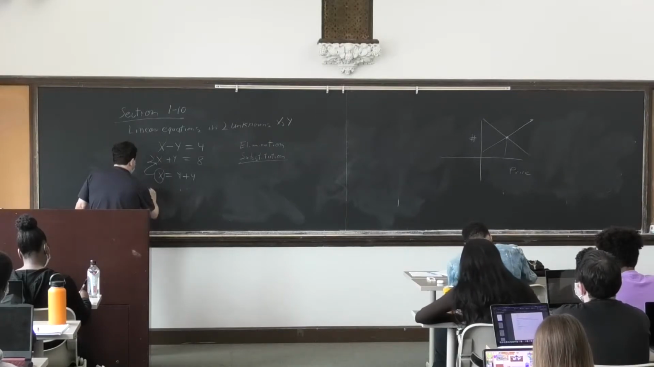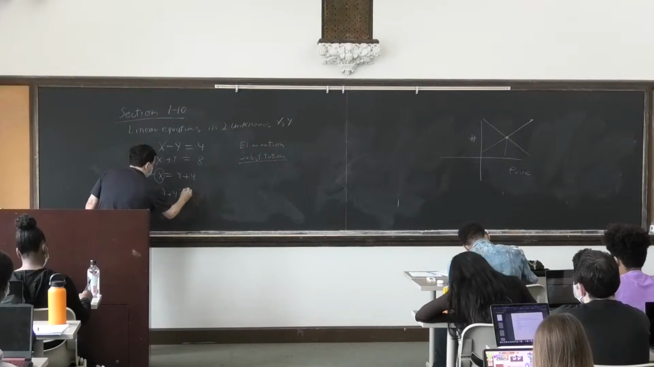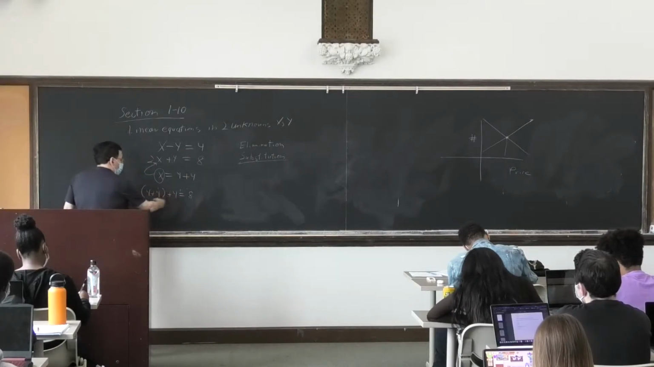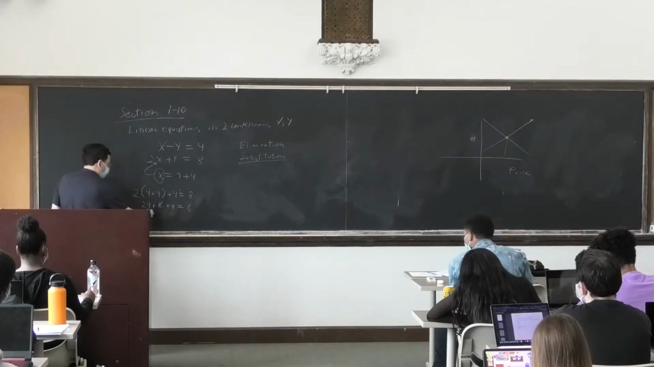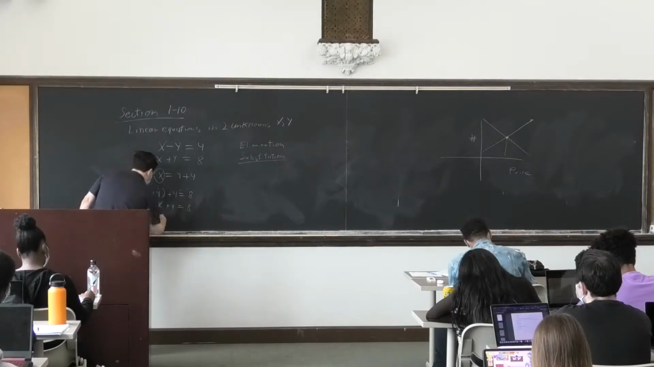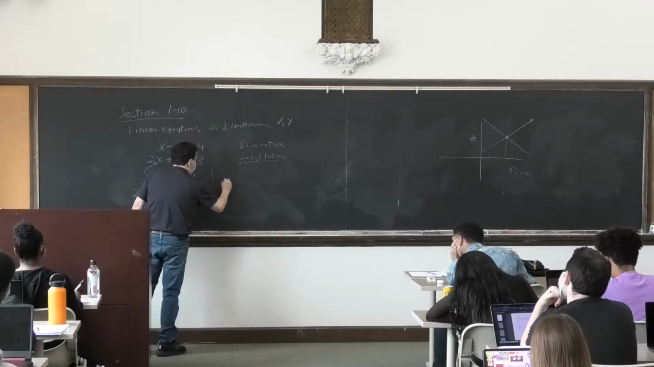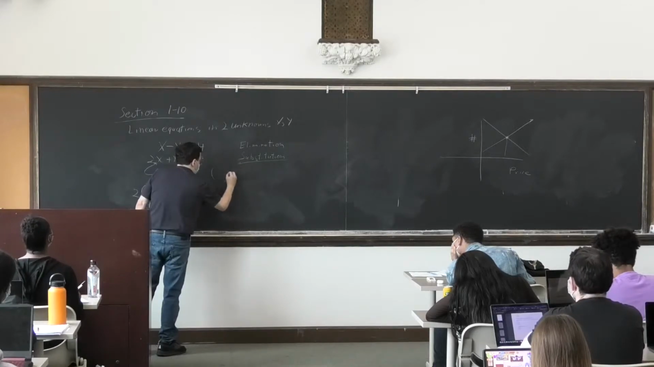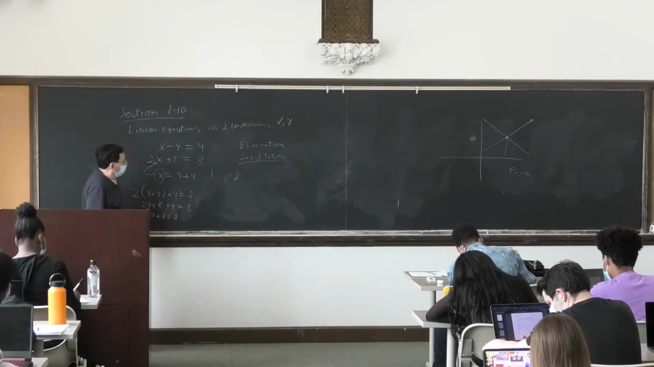2 times y plus 4 plus y equals 8. And now I have an equation with just one variable. 2y plus 8 plus y equals 8. You can see where this is going. 3y plus 8 equals 8, or 3y equals 0, y equals 0. And then we can just plug y back in and find that x is 4.